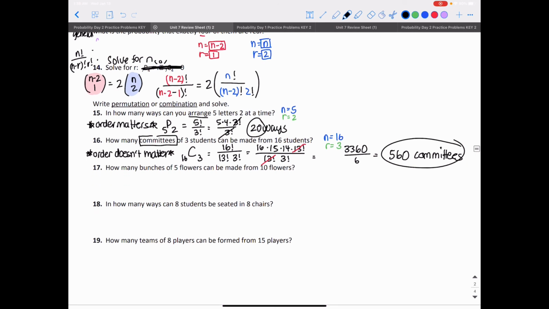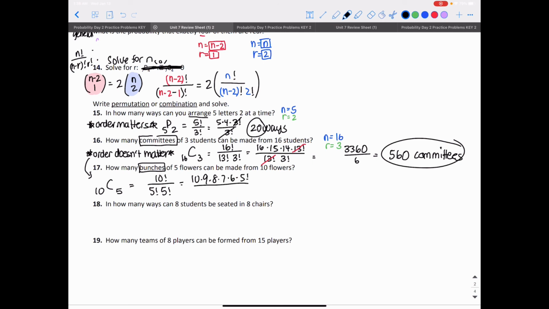For 17, I have how many bunches of 5 flowers can be made from 10 flowers. Bunches is another word for group. Order doesn't matter. So this is a combination. I know I have 10 flowers to choose from and 5 flowers I want in the bunch. So 5 spots to fill. So it's 10C5, which is going to be 10 factorial all over 10 minus 5 factorial, which is 5 factorial, times 5 factorial. So that's 10 times 9 times 8 times 7 times 6 times 5 factorial.